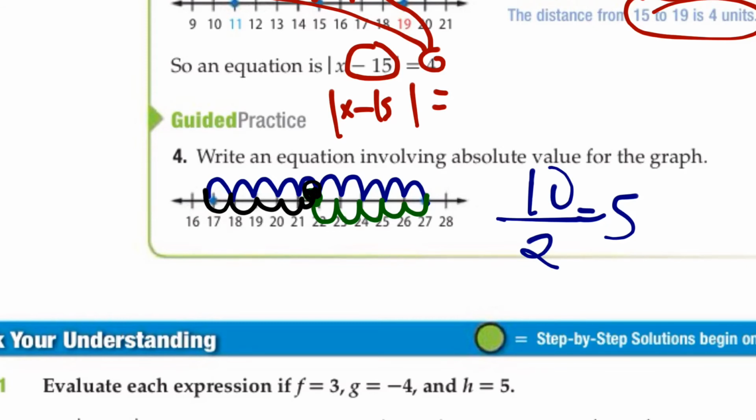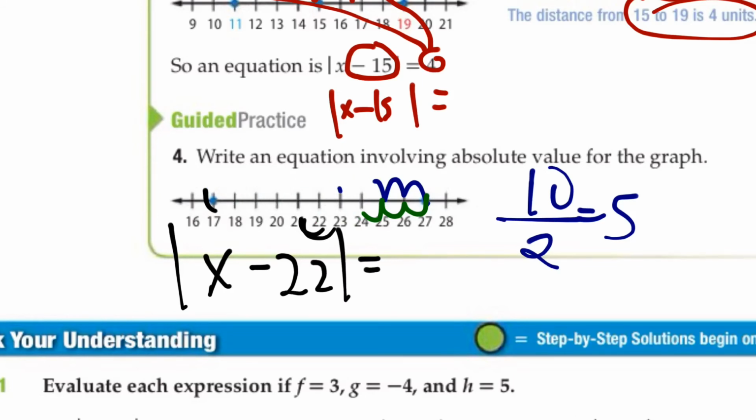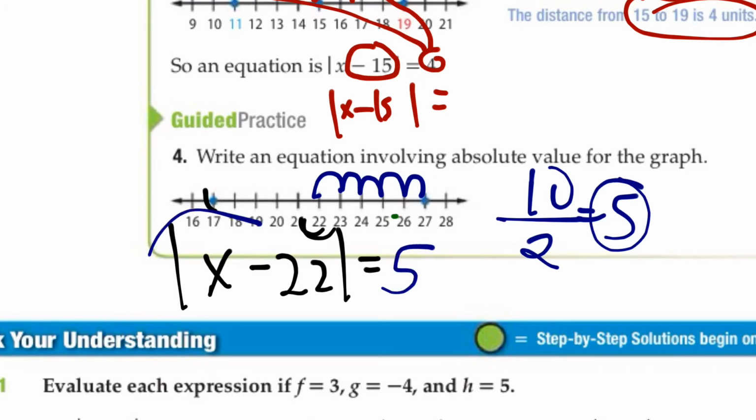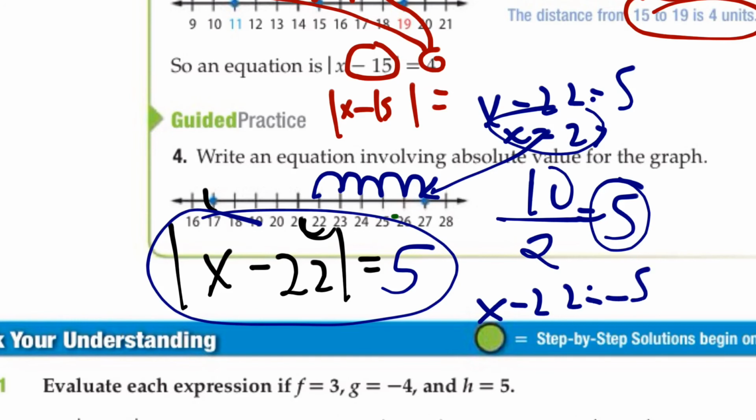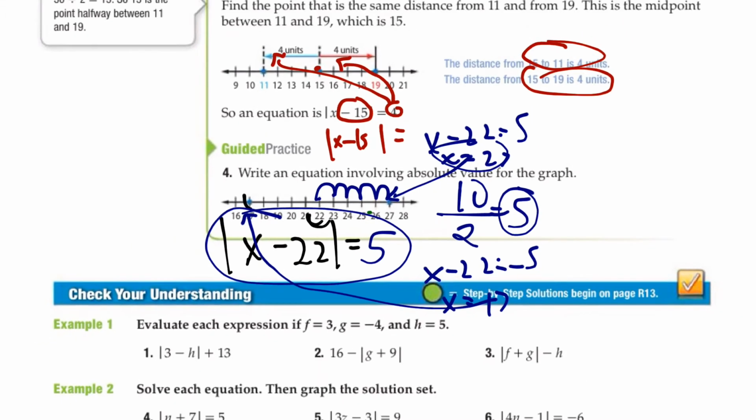So how am I going to write the equation? Well, absolute value of x, what was the middle, minus 22 equals, how many steps did I have to take? Let me count again to get to the middle. I get 1, 2, 3, 4, 5. The middle's 5 steps. And now I am done. See? And if I were to solve it, look, x minus 22 equals 5. That's x equals 27. Bam, there's the 27. And x minus 22 equals negative 5. Add 22, x equals 17. There's a 17. Alright? Very straightforward, guys.